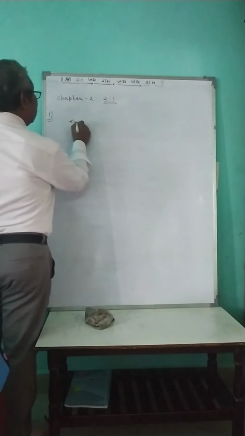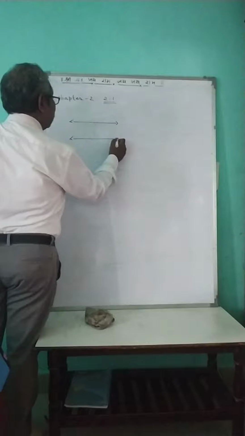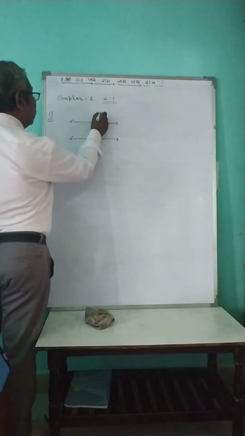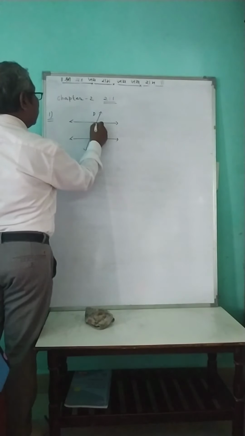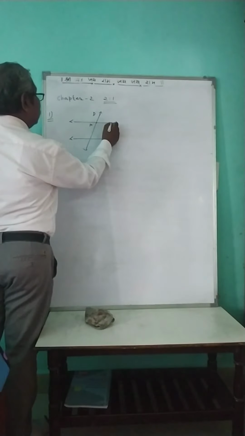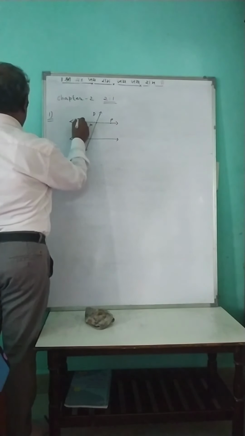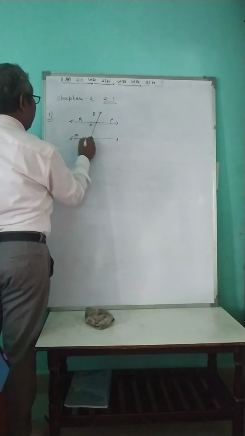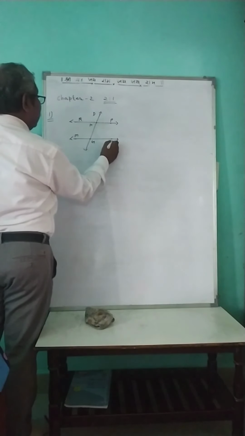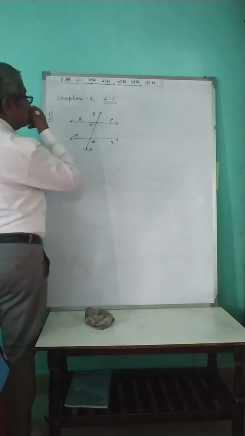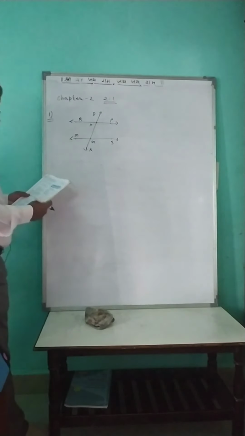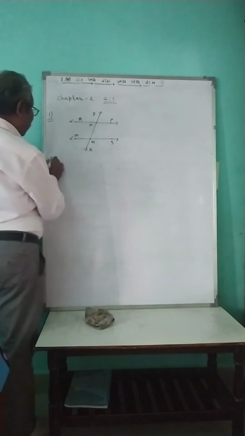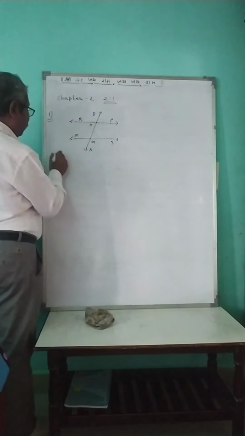Draw the figure D, H, P, R, M, G, S, K. So here DK is the transversal, and RP and MS are the parallel lines. So here is the given. What is the solution? The solution is that RP is parallel to MS.